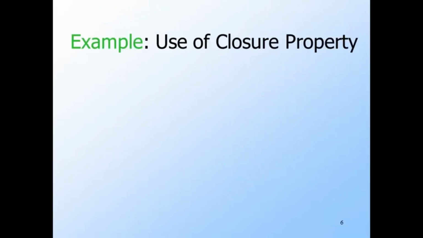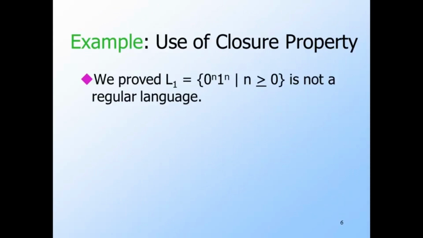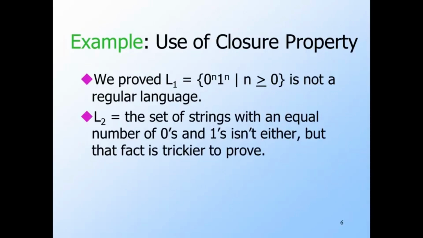Here's an example of how closure properties prove useful. Remember we proved using the pumping lemma that L1, the set of strings of zeros followed by an equal number of ones, is not a regular language. L2, the set of all strings with an equal number of zeros and ones, isn't regular either.